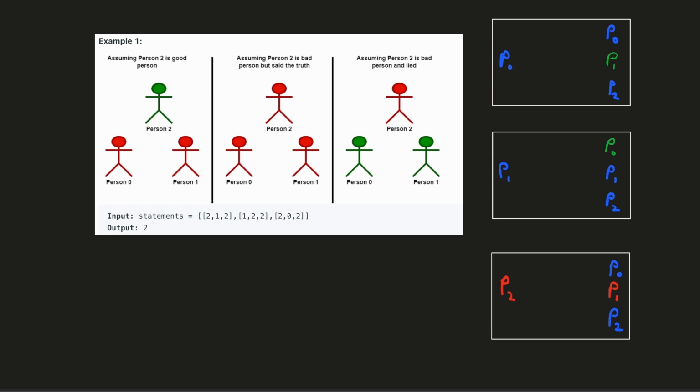So let's consider the first scenario in which person 1 is a good person. Here person 1 has stated that person 0 is a good person and this must be true. And person 0 has stated that person 1 is also a good person. Hence, both the statements support each other and they do not contradict each other. So in this scenario, the number of good people is equal to 2, which should be the answer so far. Now let us consider the scenario where person 1 is a bad person.